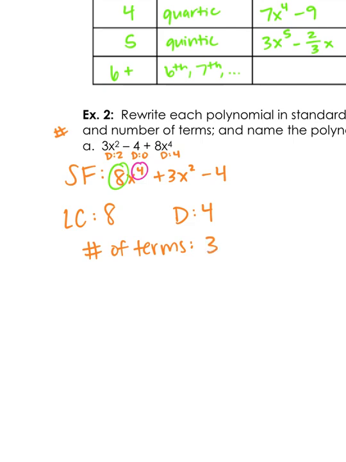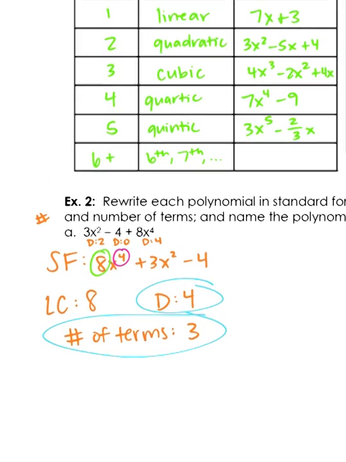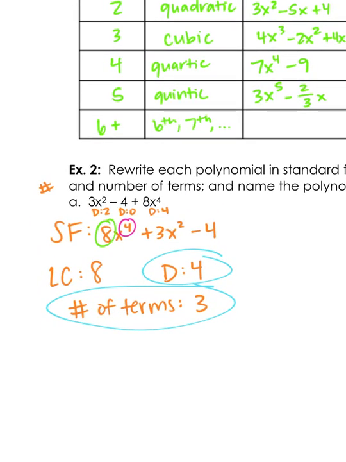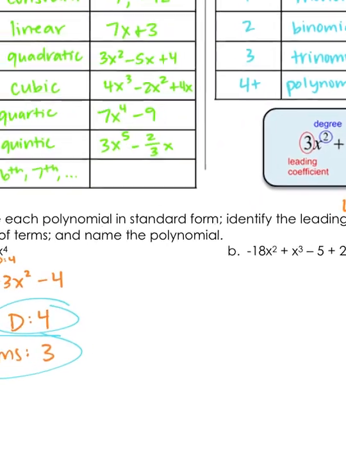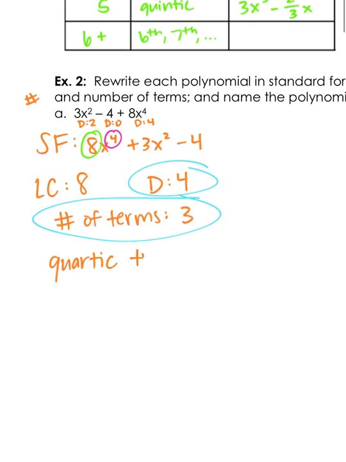Now it wants me to name this. So I'm going to name this using my number of terms and my degree. We always want to start with our degree when we're naming these. So my degree is 4, so I'm going to come up to my table. 4 is quartic. Then I'm going to look at my number of terms. So my number of terms is 3. So my table tells me that is a trinomial. So the whole name would be a quartic trinomial.